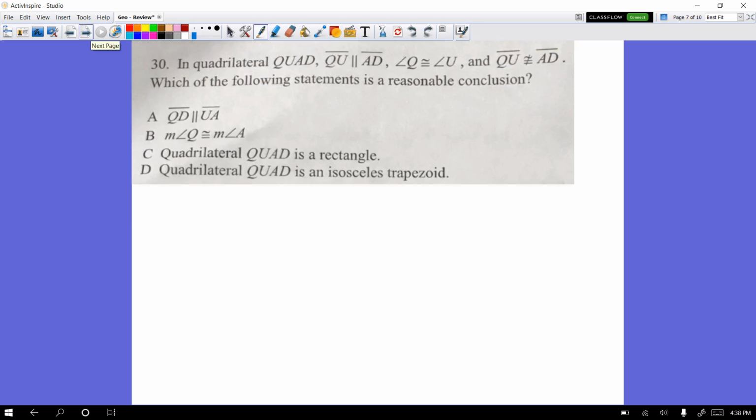All right, in the quadrilateral, QU is parallel to AD. Okay, so QU parallel to AD. Angle Q is congruent to angle U. Okay, so these angles are equal. I'm just going to go ahead and do that. And QU is not congruent to AD. Okay, so which of the following statements is a reasonable conclusion?